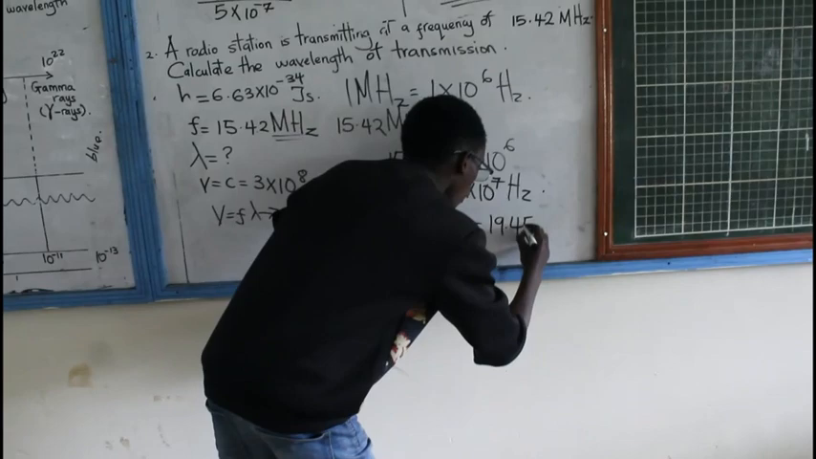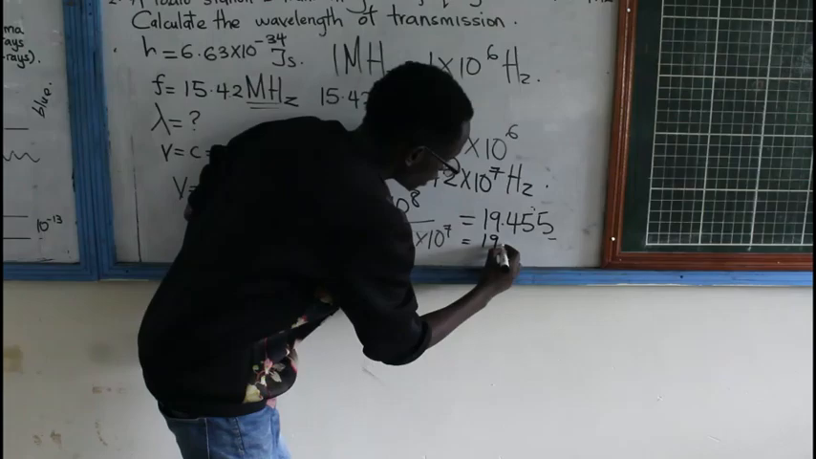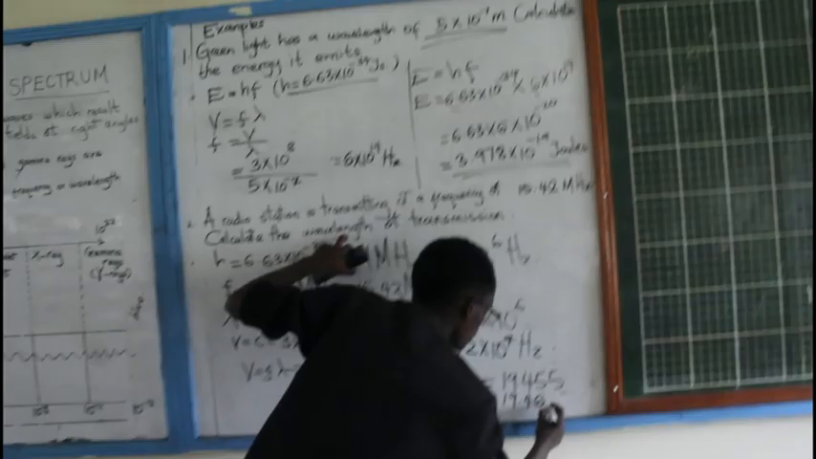19.455. And then writing our answer to 4 significant figures, so actually not rounding off, carrying one here, it's going to give us 19.46, and they were asking about the wavelength, so it's 19.46 meters.